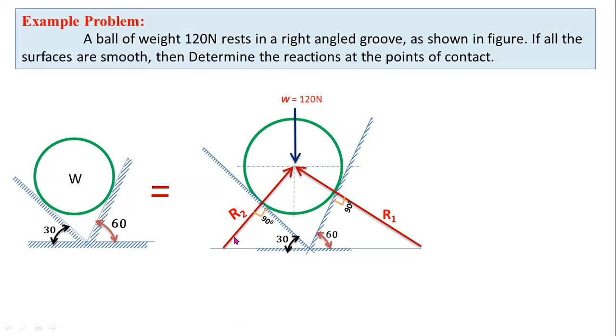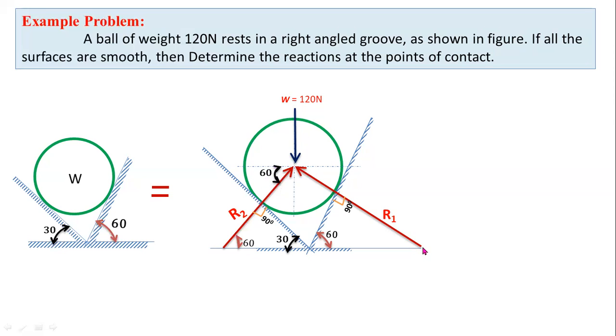Here the angle is 90 degrees, here the angle is 30 degrees. The total angle is 180 degrees for a triangle, so the remaining angle for this corner is 60 degrees. You have to consider the same angle here also, because for opposite corners you have to consider the same angle. So here the angle is 60 degrees, so this reaction force R2 makes an angle of 60 degrees with respect to the horizontal axis.